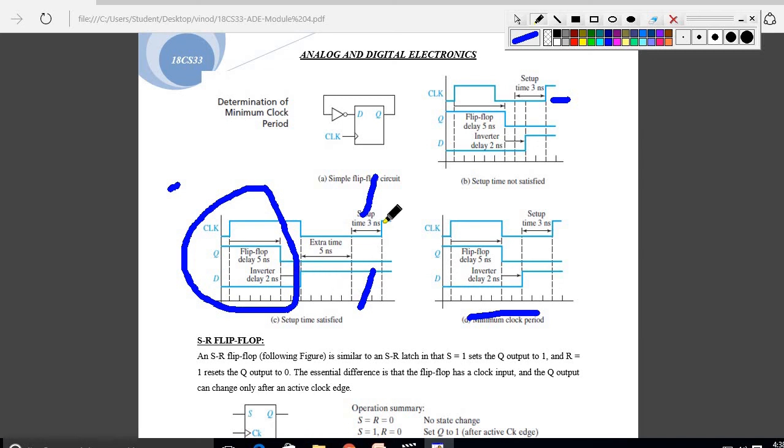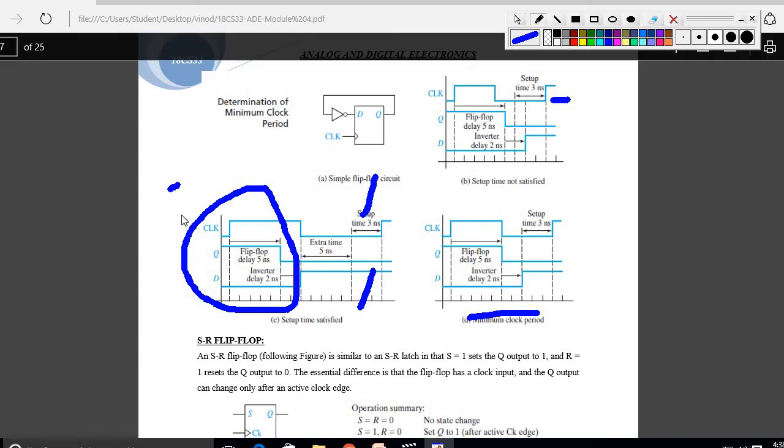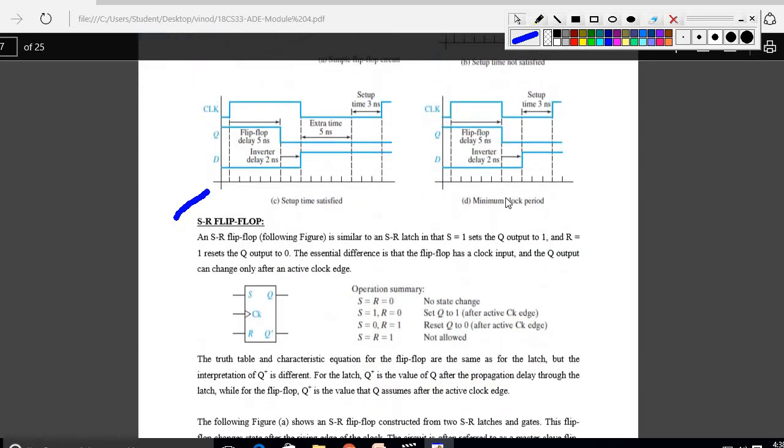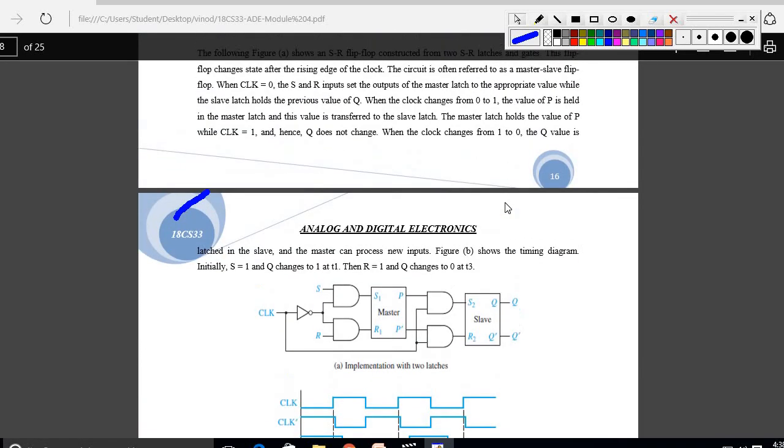Okay, we'll wind up today's class. Next, the SR flip-flop and the remaining flip-flops will be explained in the next classes. Okay.